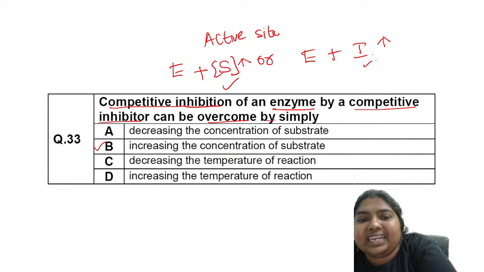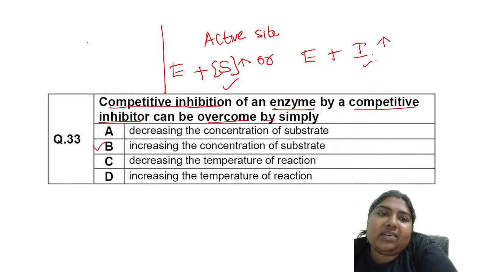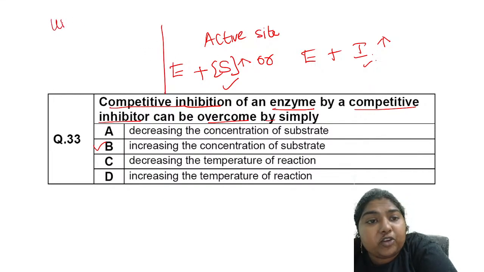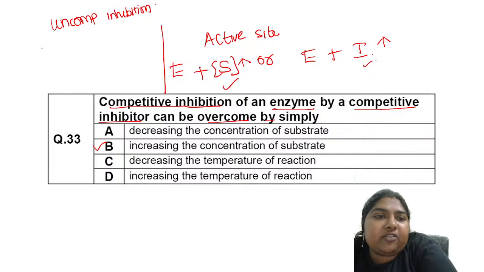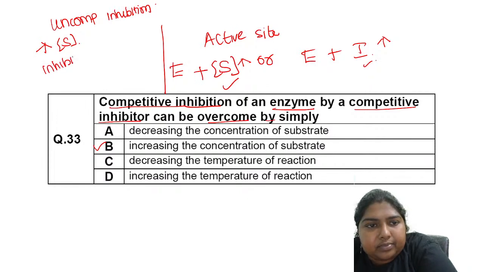If you increase the substrate, inhibition is going to be overcome. But what will happen in case of uncompetitive inhibition? In uncompetitive inhibition, if I increase my substrate concentration, what will happen to the inhibition? I am saying that it will decrease. True or false?